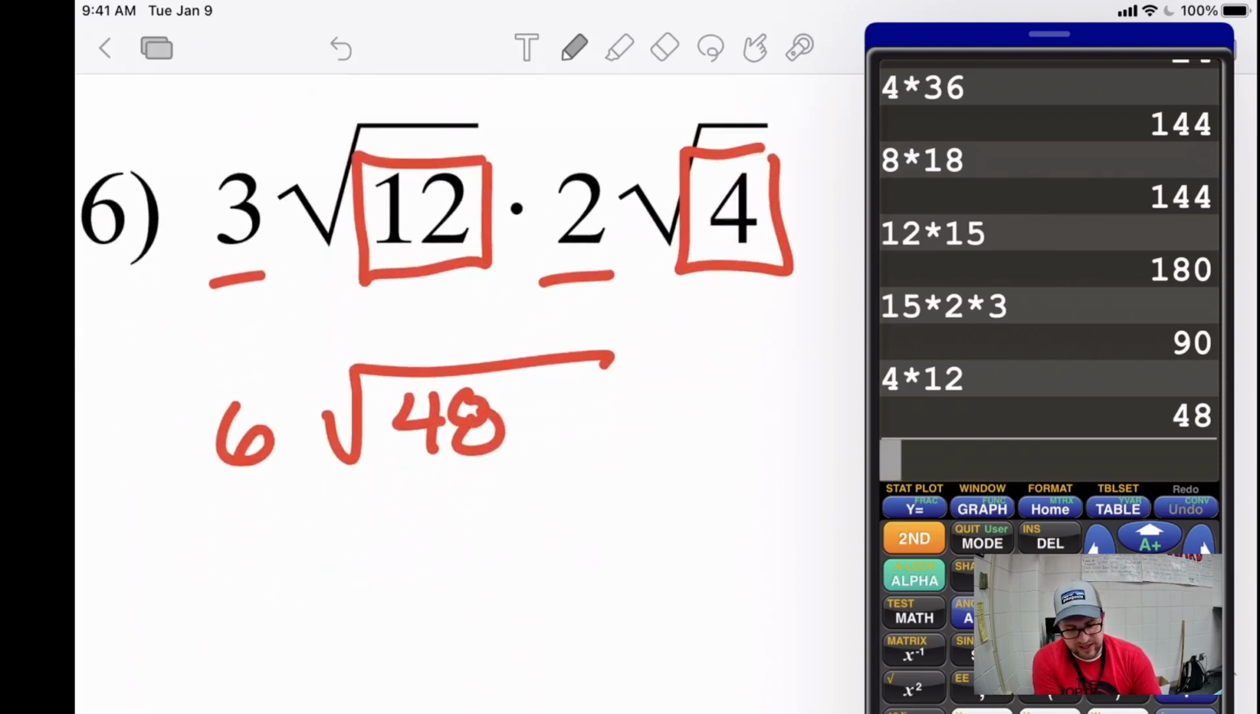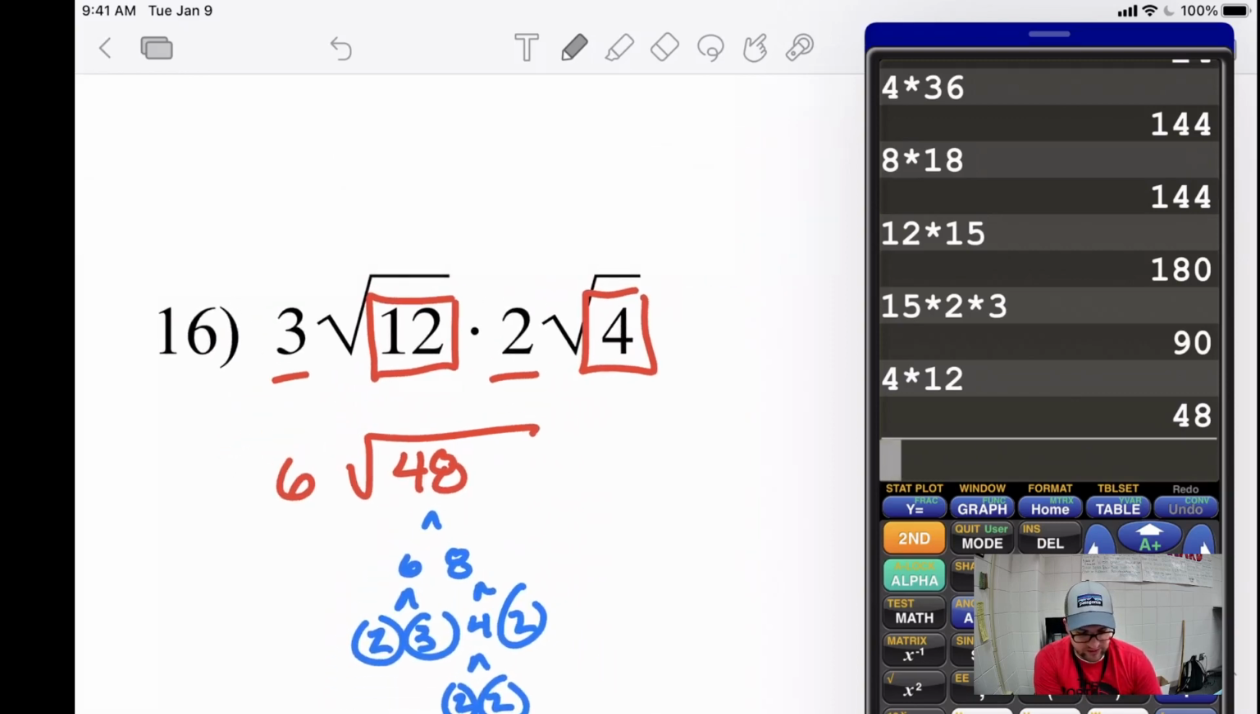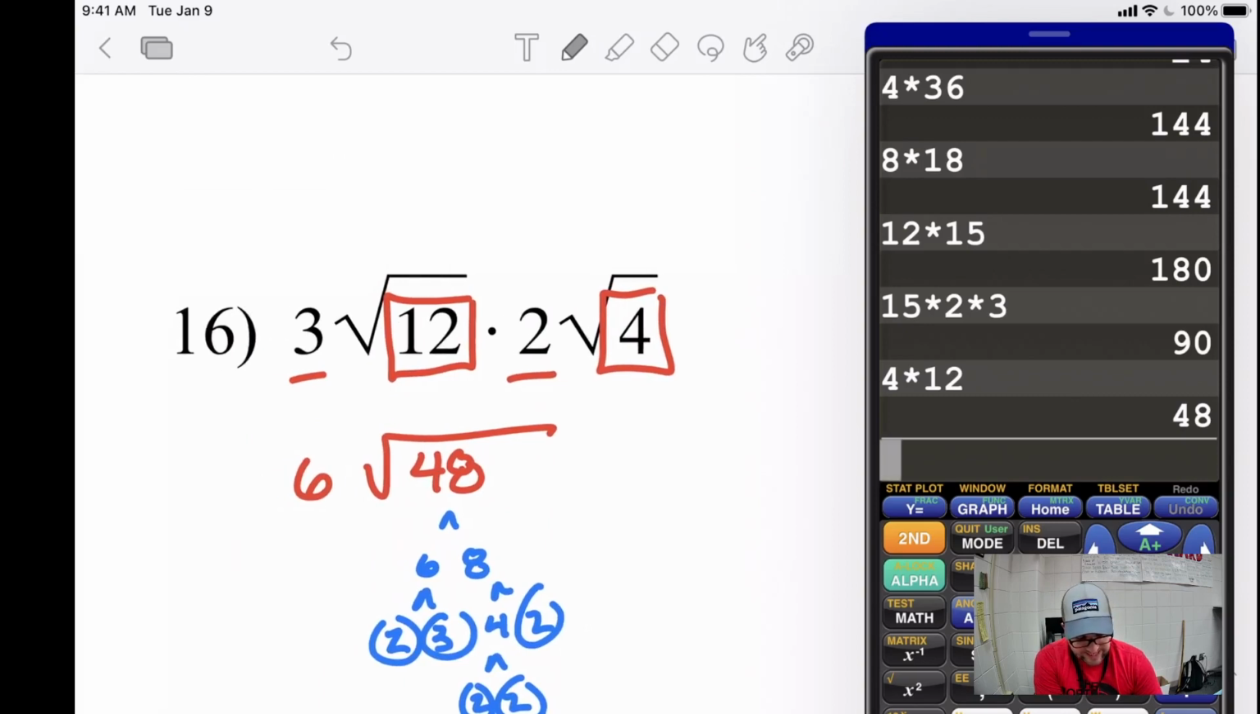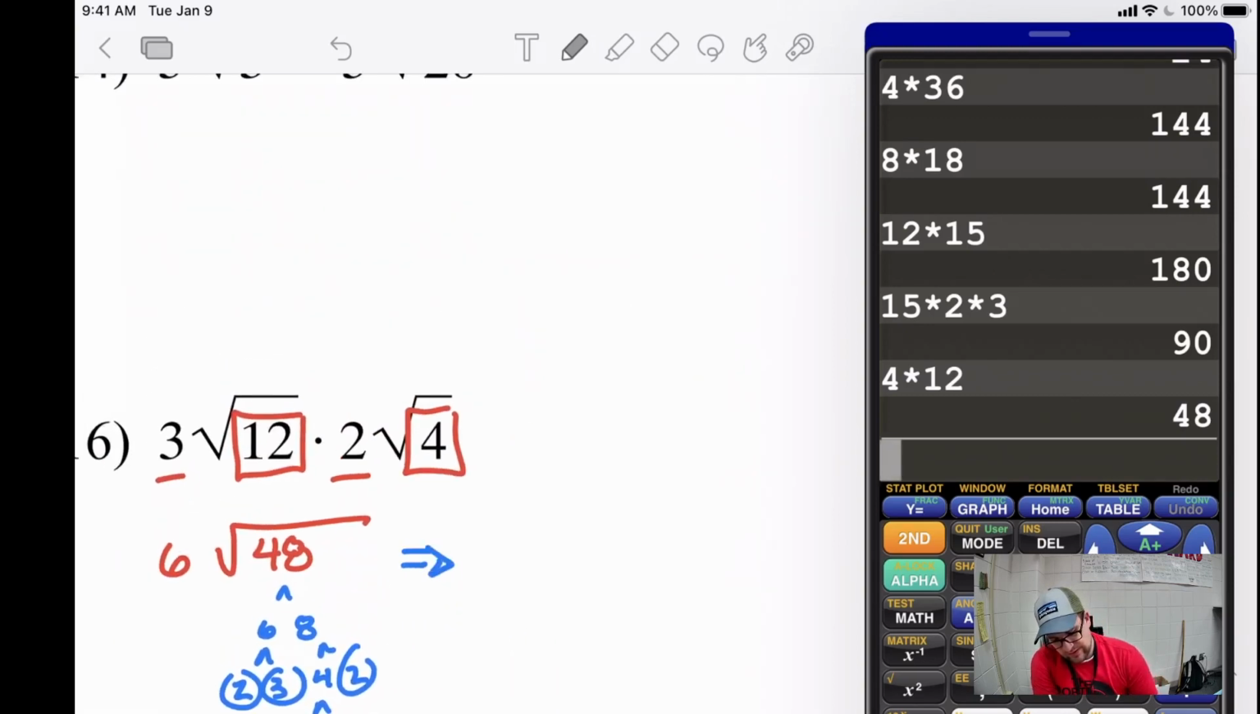Now our job is to simplify that. So 48 is just 6 and 8. 6 is 2 and 3. 8 is 4 and 2. 4 is 2 and 2. So I get 2, 2, 2, 2, 3 as those final numbers, right? It's always where did my branches end. So I could really rewrite this now as 6 square roots of 2, 2, 2, 2, 3.